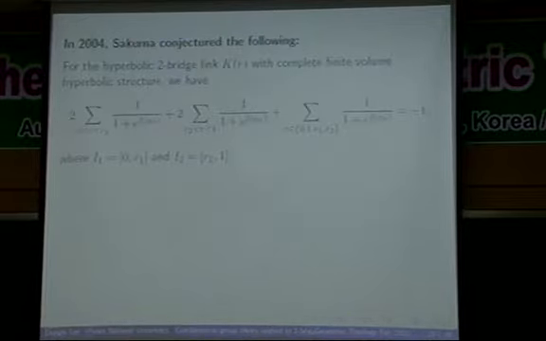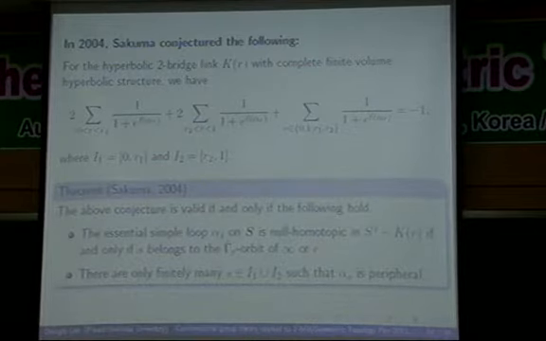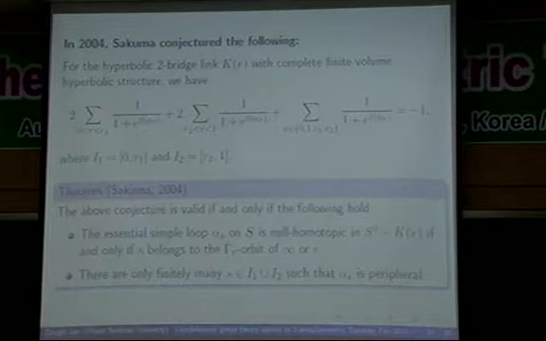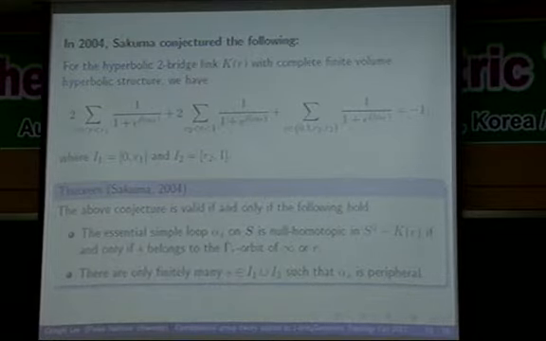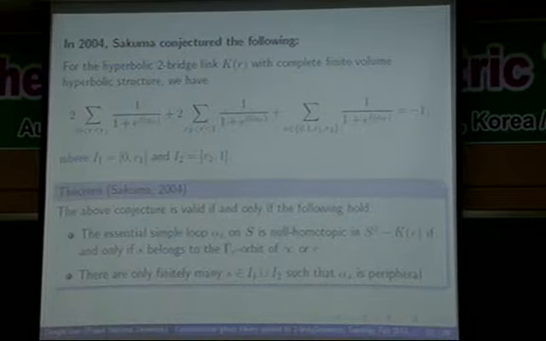And as a more advanced three-dimensional variation of McShane's identity, Sakuma conjectured the following variation. Here, for the hyperbolic two-bridge link K of r, we might have this identity. And proposing this conjecture, he proved that the above conjecture is valid if and only if the following two conditions hold. The first condition is this: the essential simple loop alpha sub s on the bridge sphere is non-homotopic in the link complement if and only if this rational number belongs to this orbit.